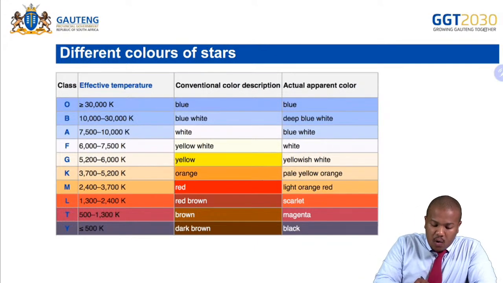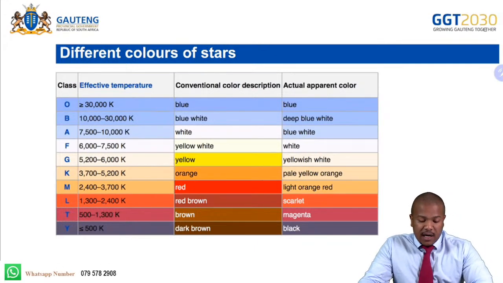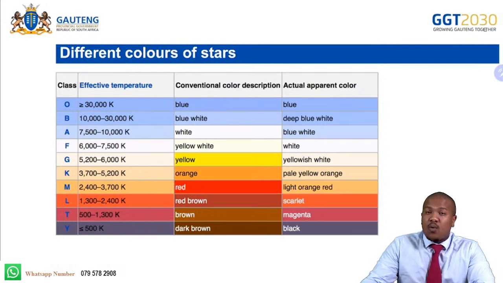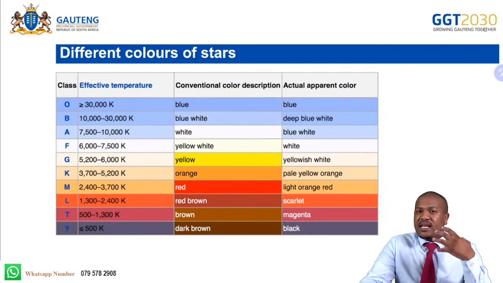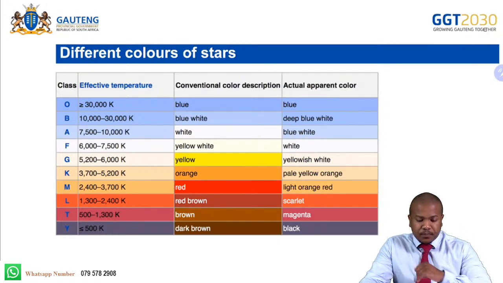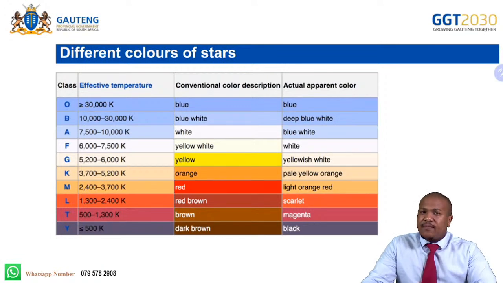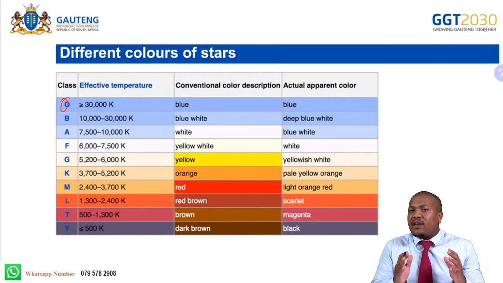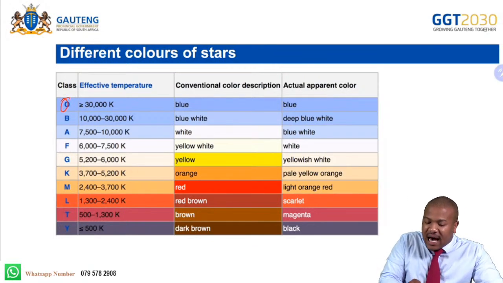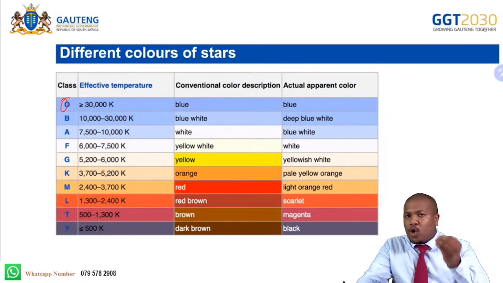We have class O, class B, class A, class F, G, K, M, L, T, Y. Those are the different classes by which we can classify these stars according to their temperatures and their colors as well. So when you look at O, before we even talk about effective temperature, the color there is blue.